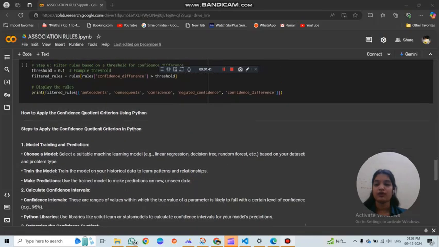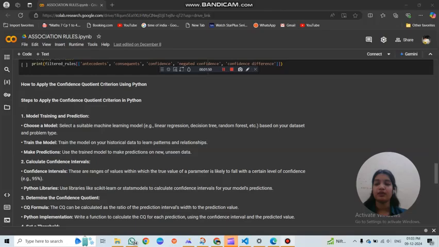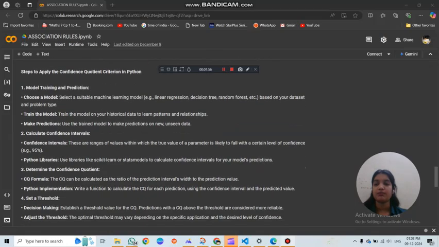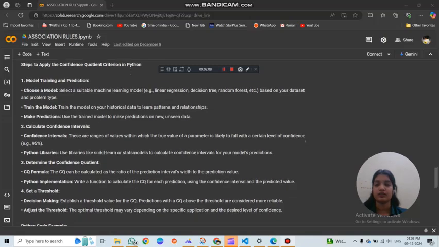How to apply the confidence quotient criterion using Python. Steps to apply the confidence quotient criterion in Python. Step number 1, model training and prediction. Choose a model, train the model and make predictions. Step number 2, calculate confidence interval. Confidence intervals are ranges of values within which the true value of a parameter is likely to fall with a certain level of confidence.